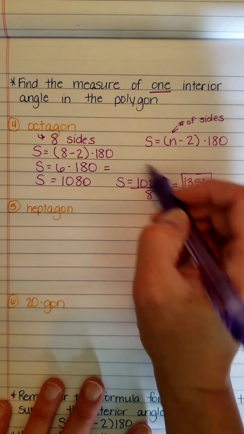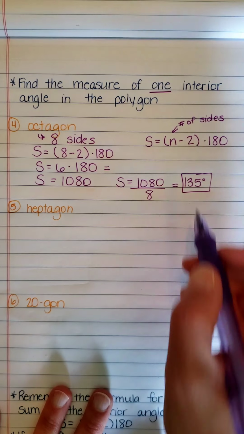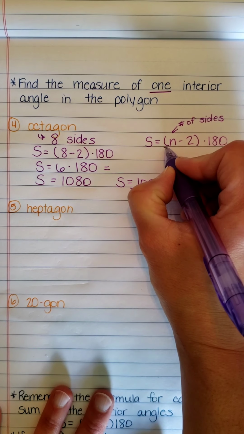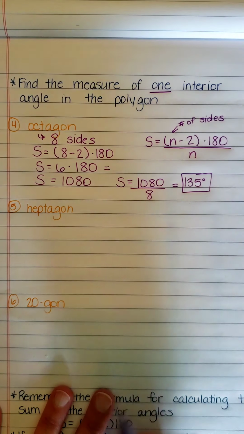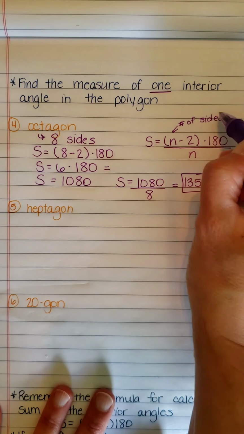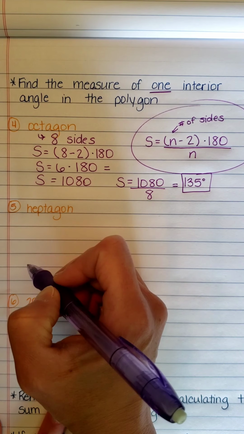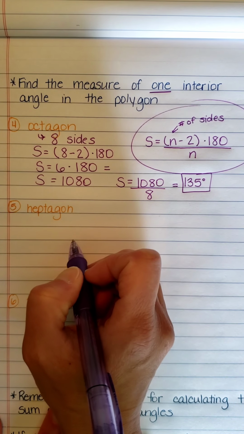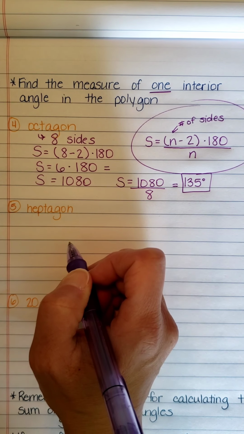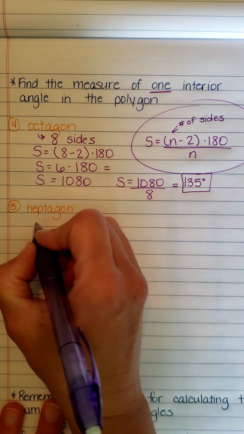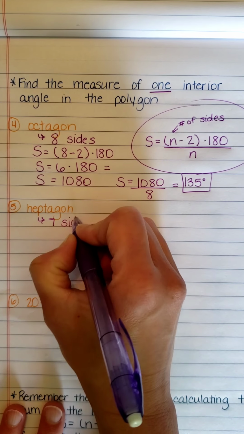So what we can do for this, if you're finding the measure of one of the angles, we can take this formula and divide by the number of sides that we have. So we're going to divide by n. Okay, so let's use this to help us with number 5. Okay, we have a heptagon. A heptagon has 7 sides.